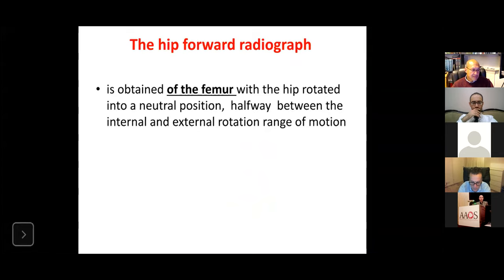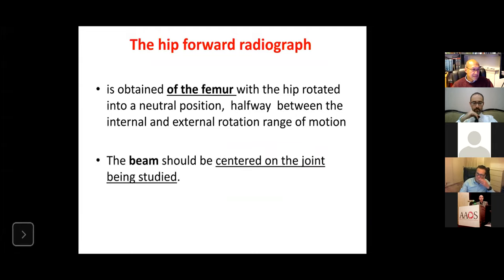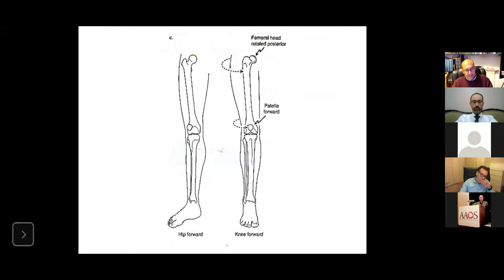For the hip forward radiograph, we make maximum internal rotation, maximum external rotation, and measure it, and put the hip in midway rotation between these, with the beam centered over the hip. So we should elevate the X-ray tube up again. So this is for the hip. We don't respect the position of the patella nor the position of the foot. We just have halfway rotation between external and internal hip rotation, and the position of the hip, to have its proper anterior view.